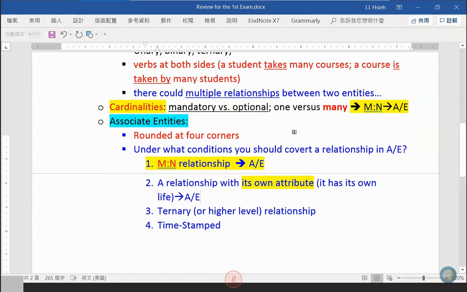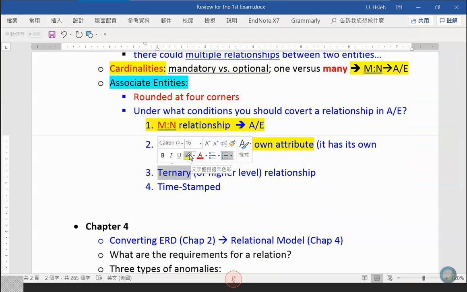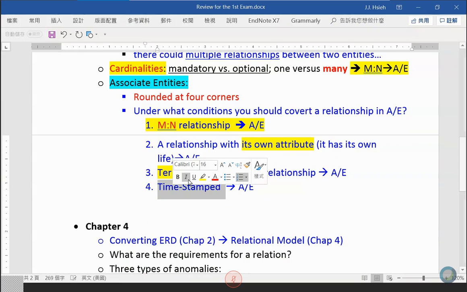And the third situation is whenever it's a ternary relationship, or a higher level like quaternary, pentagon, hexagon, where you have 5 entities in a relationship together, which I've never seen before. You need to convert this into an associate entity. A final situation is whenever you have a time-stamped relationship, you need to convert that into an associate entity. So these are the 4 scenarios. Whenever you see that, you need to convert it into an associate entity.